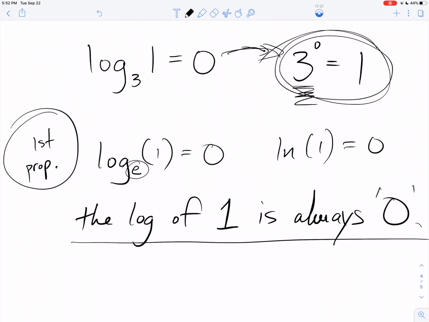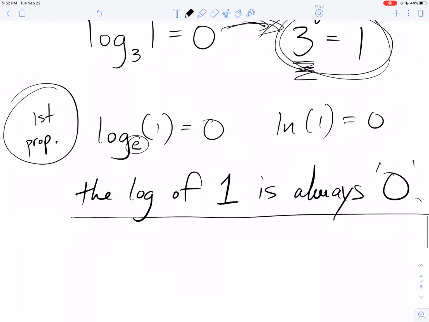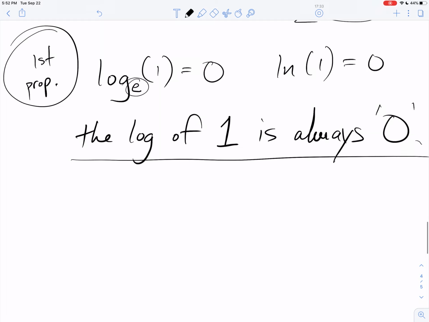Hey, I took the log of 1. It's 0, right? When somebody asks me, how many likes do I get on Facebook? I say log of 1. I get 0 likes on Facebook. Because I'm not very likable, and I have log of 1 friends on Facebook. Think about it. That means I have 0 friends, and that's okay.